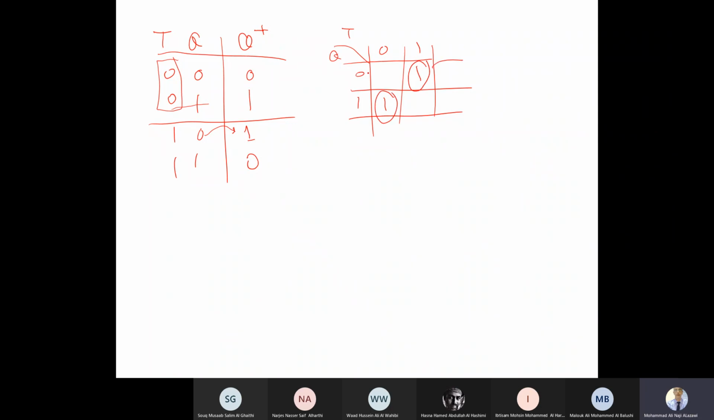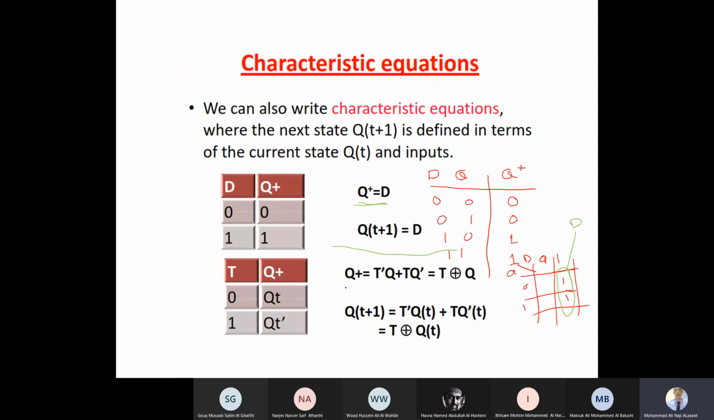This will give me Q prime dot T, and this one gives me Q T prime. So Q plus is equal to Q T prime plus Q prime T. If you go and check, you will find this is the equation that we are talking about, which is exclusive OR.